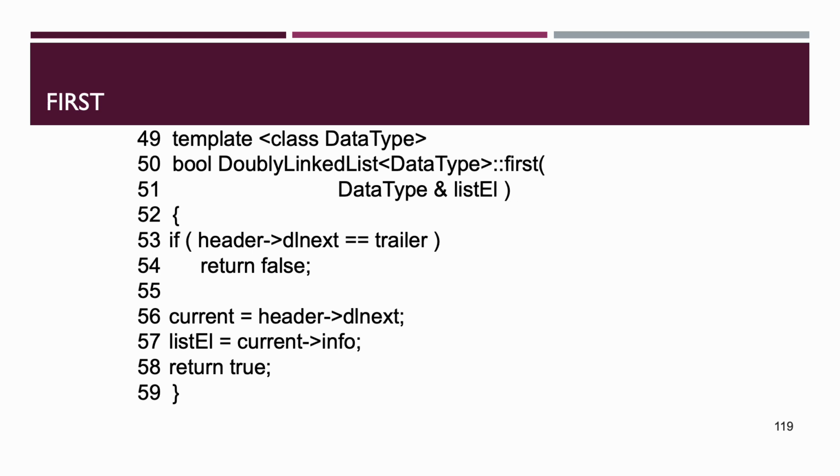Okay, now this is just the implementation of first. We have template class data type, then the bool doubly linked list data type, then first data type and list EI. We have a condition: if header pointing to DL next equal to trailer, then return false, and then the current is set to header pointing to DL next, and list EI equal to current pointing to info, and then if everything is good, it returns true.